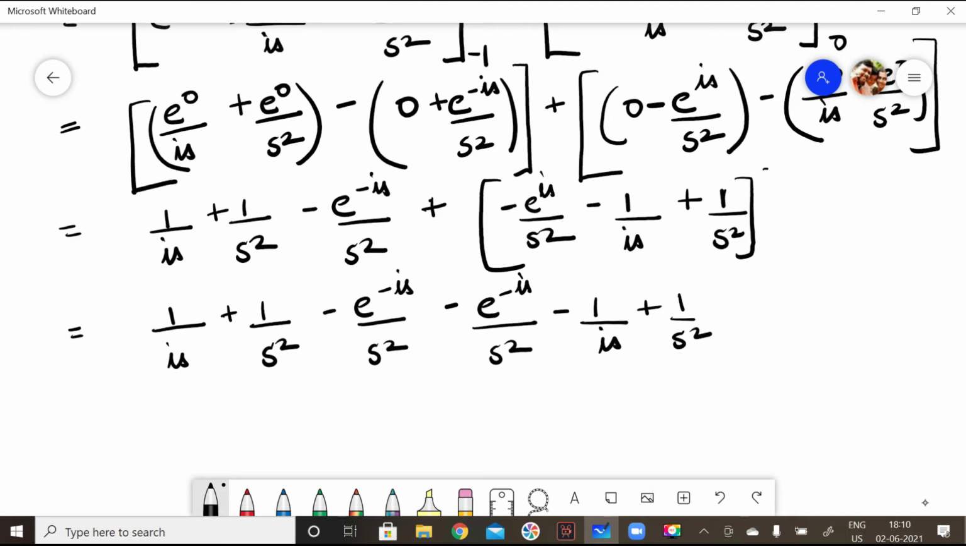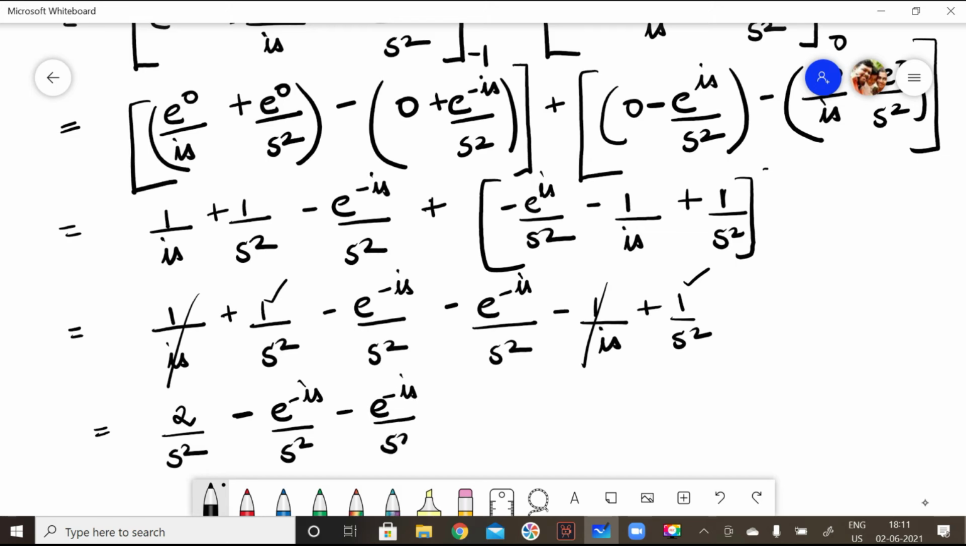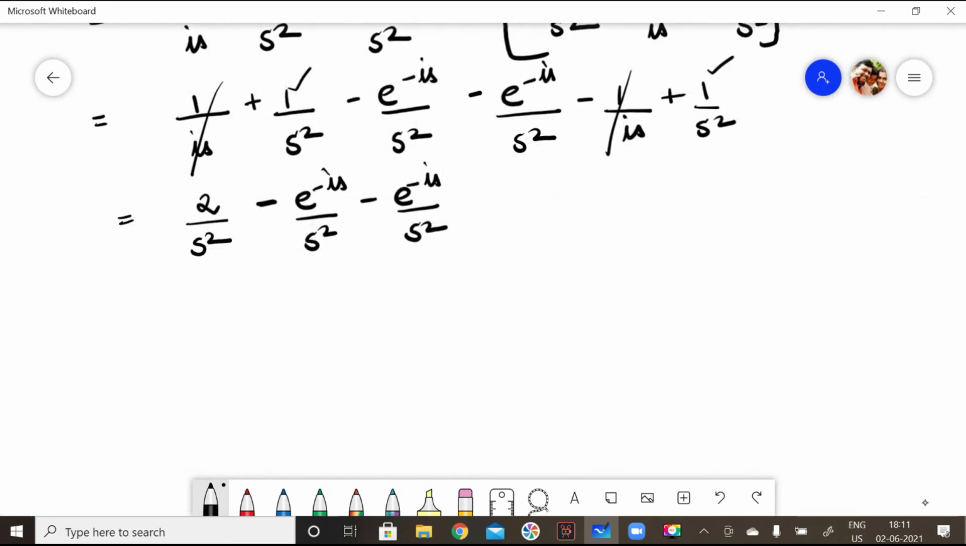So what happens? 1 by is and minus 1 by is get cancelled. So 1 by s square plus 1 by s square becomes 2 by s square. Fine. Then I have minus e to the power minus is by s square minus e to the power is by s square. Now what do I do? 2 by s square. I take the minus sign common. Then I will have e to the power is plus e to the power minus is by s square.